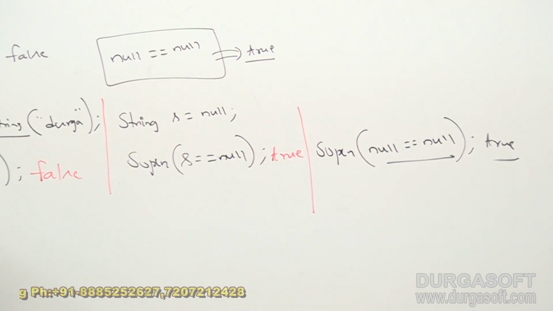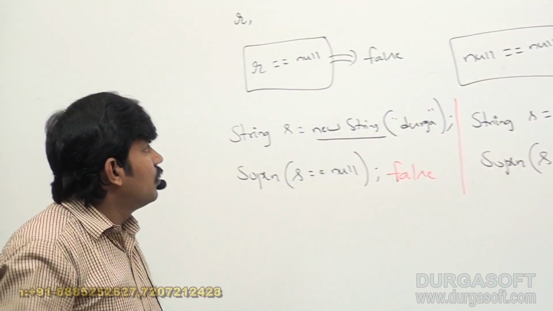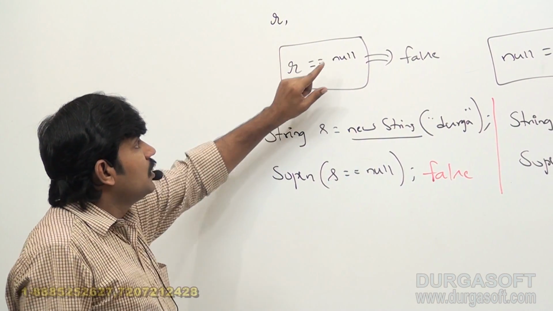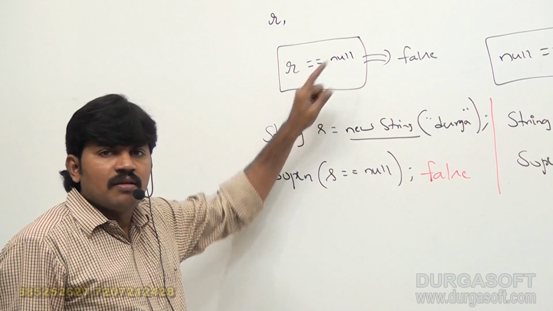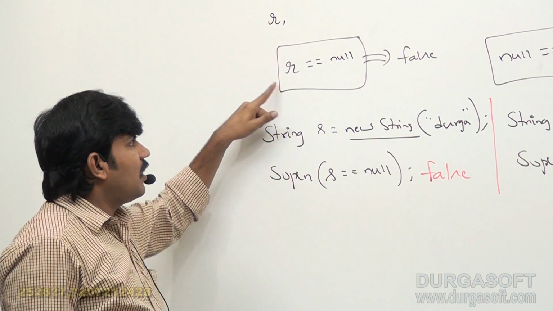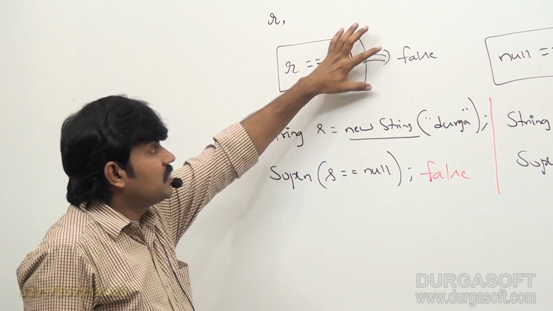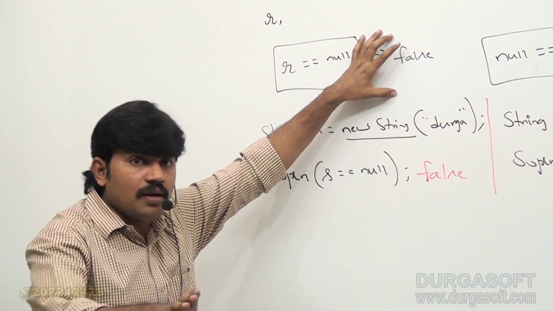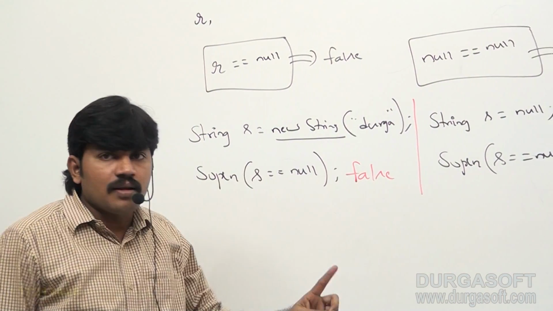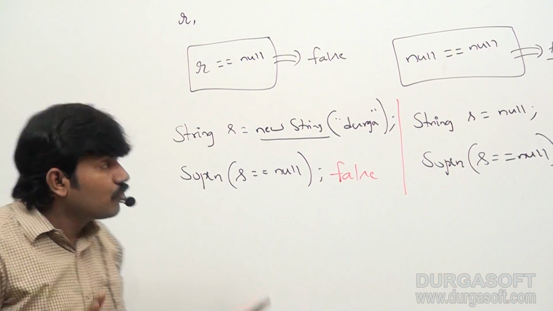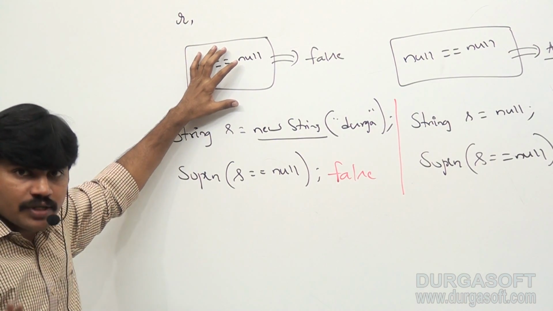Sir, make sure, if I use the == operator with null for any object reference, r == null, the result is always false. But null == null, the result is always what? True, sir. Make sure you people are aware.